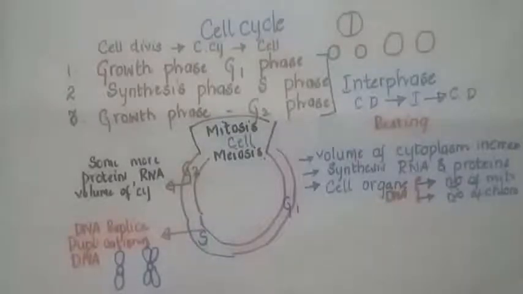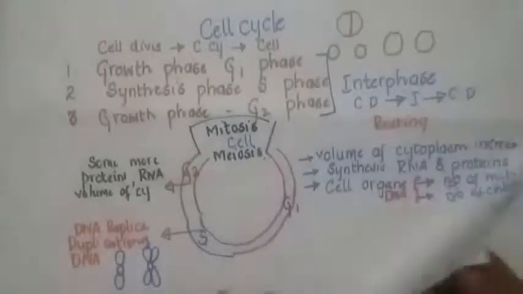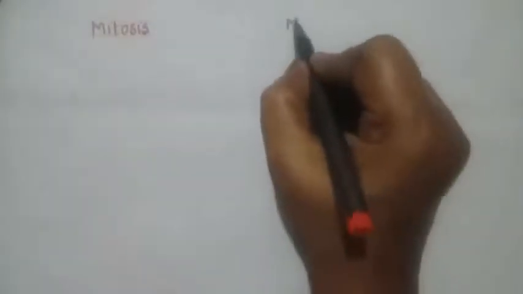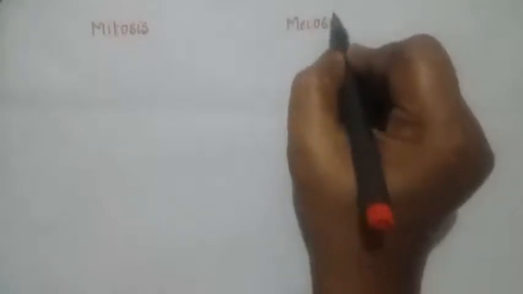Now let us learn about the types of cell division. There are two different types of cell division. The first type of division is known as mitosis, and the second type is known as meiosis. So after that interphase, when a cell has totally grown to the size of a parent cell, either the cell enters into mitosis or into meiosis.